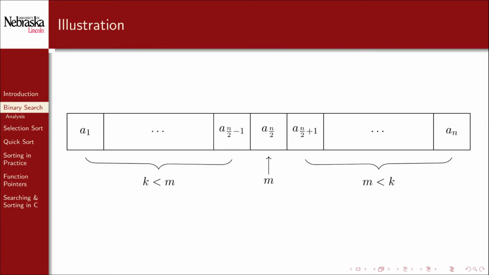Here's that idea illustrated. Looking at the middle element means that we can effectively cut the array in half. Everything to the left is less than m, and everything to the right is greater. This process can then be repeated, cutting the array in half each time and reducing the number of comparisons we have to make to search for k.